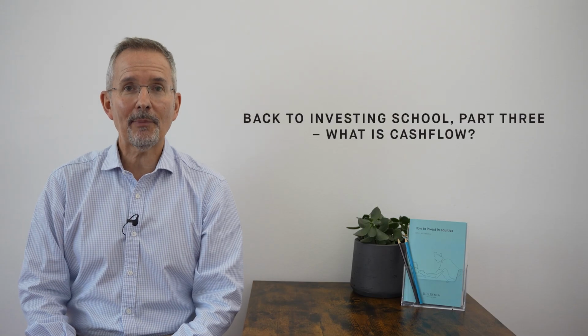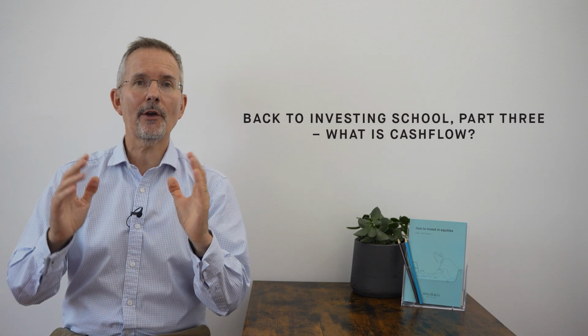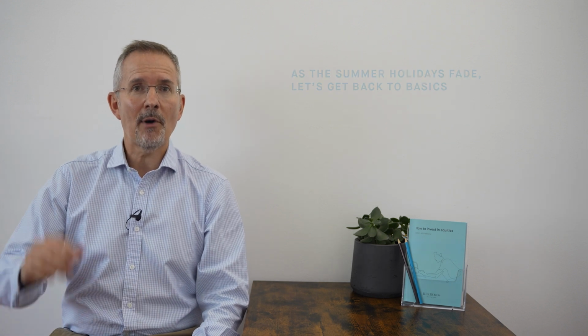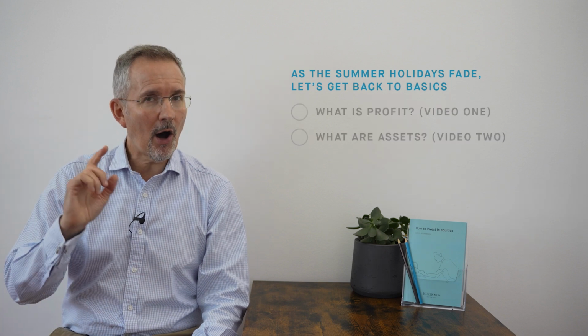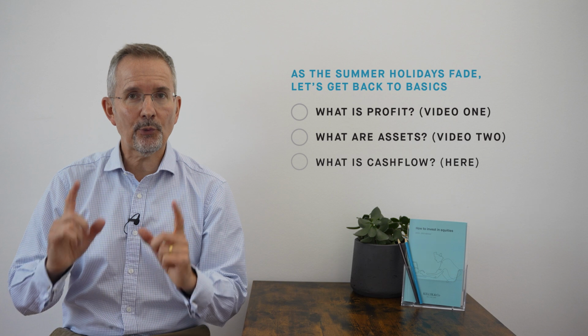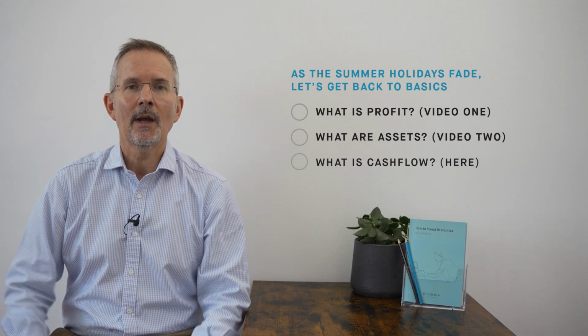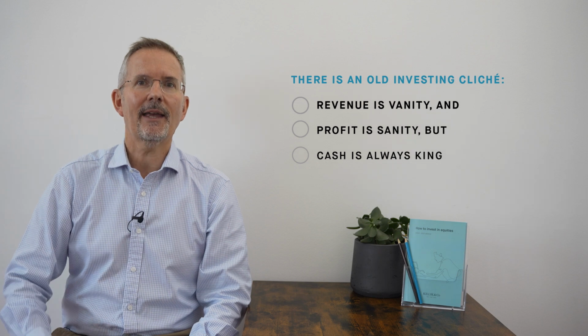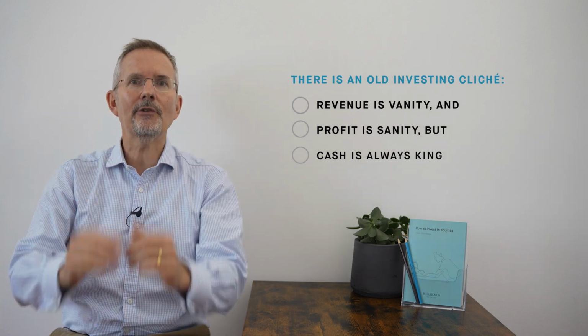Welcome to this Killick Explains video, and welcome to the third and final part of my Back to Investing School series. Part 1 was all about profit, Part 2 is all about assets, and Part 3, this one, is all about cash flow. And I want to set the scene by bringing together all three videos with an old cliche that one or two of you may have heard before: revenue is vanity, profit is sanity, but cash is king.